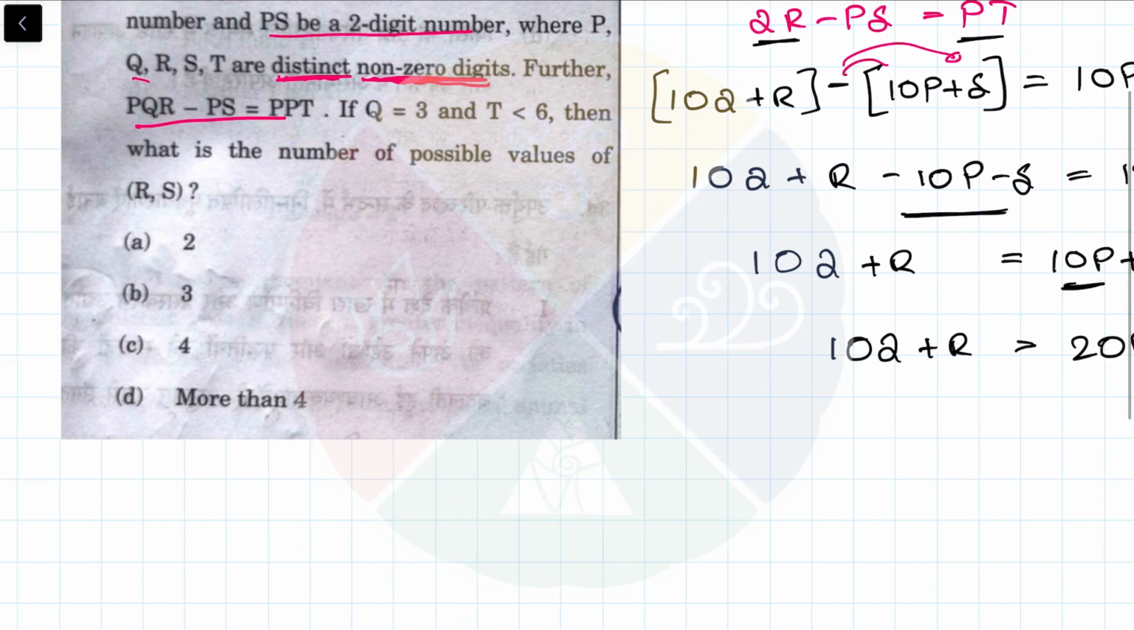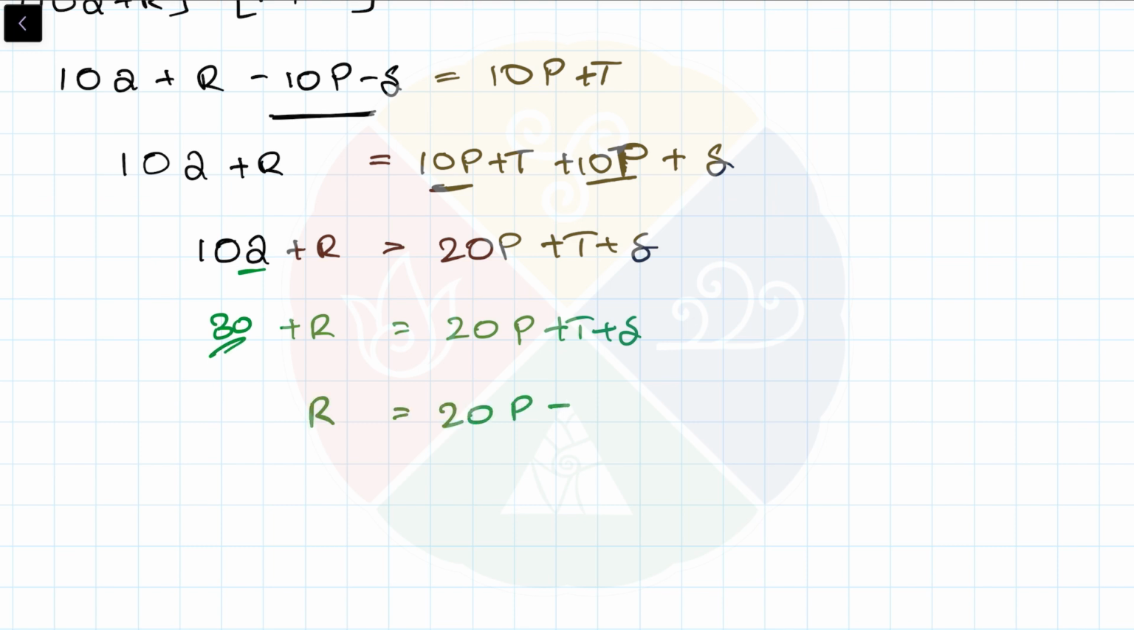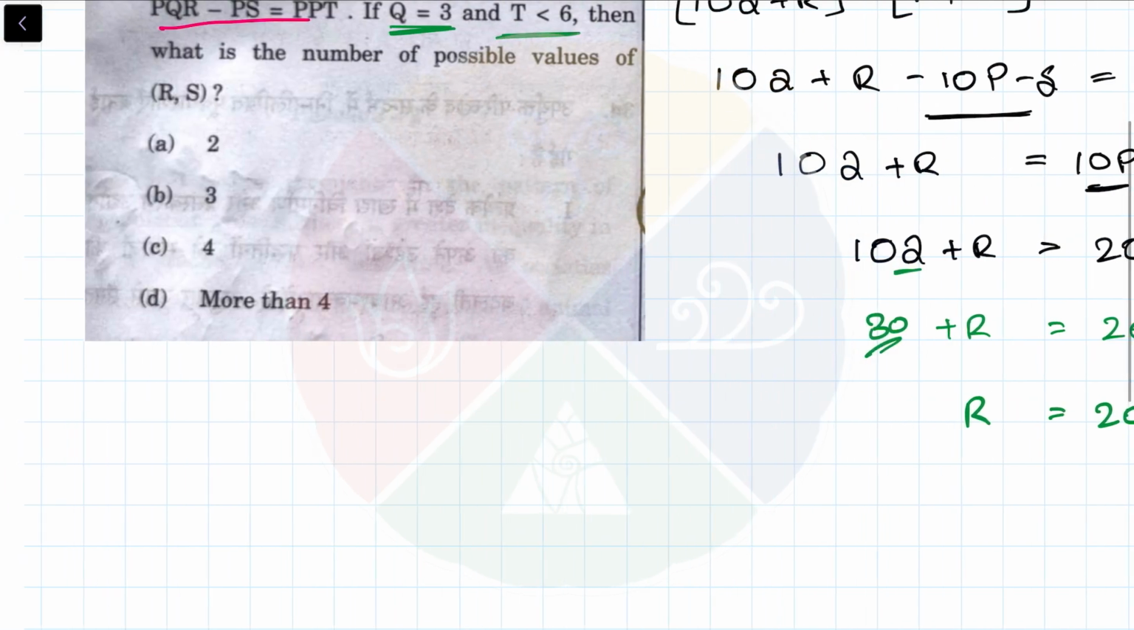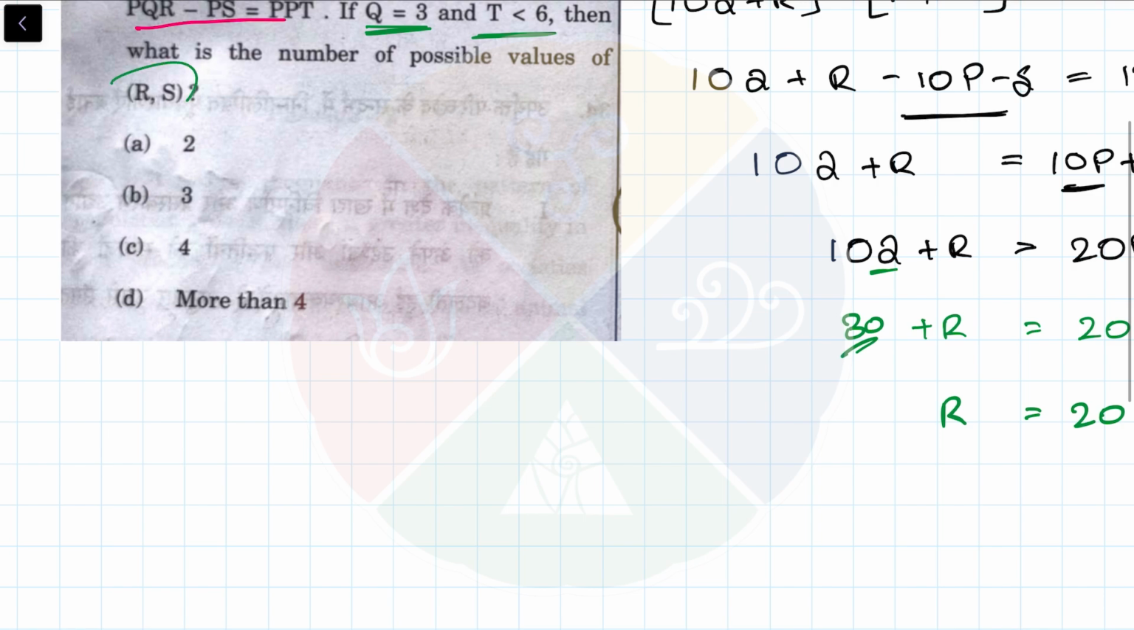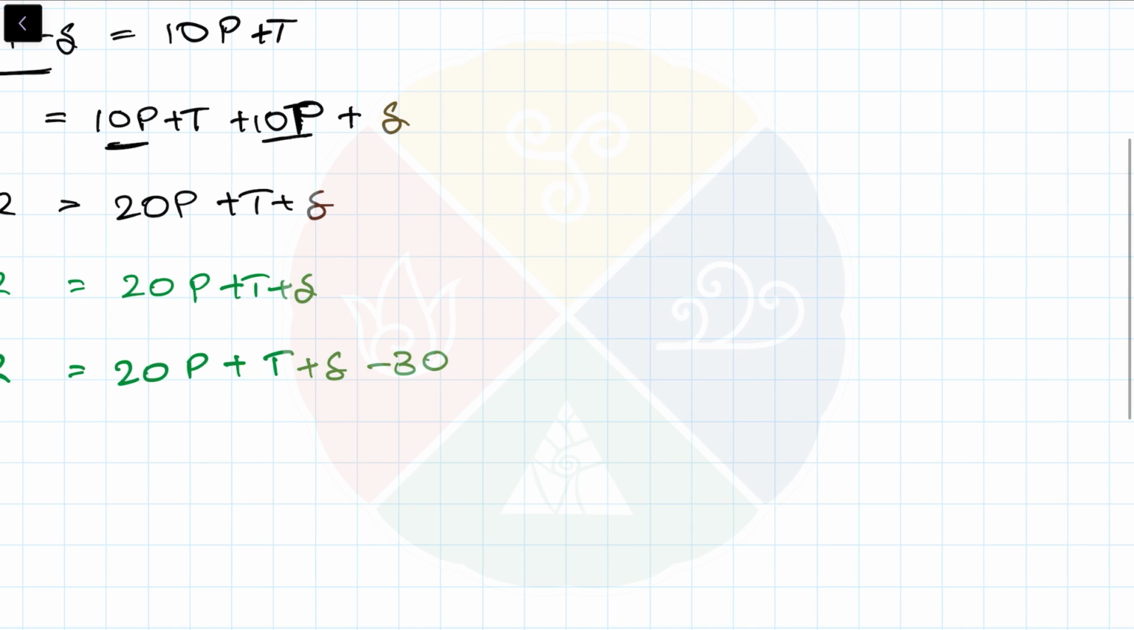Now, the question is giving us Q is equal to 3 and T is less than 6. If Q is equal to 3, then I can substitute this value: 10 into 3 plus R is equal to 20P plus T plus S. That is simply 30. Taking 30 also to the other side, I will get R is equal to 20P plus T plus S minus 30. We have to find the combination for R and S. And T is less than 6, that's another piece of information.